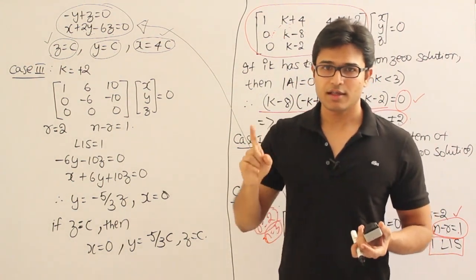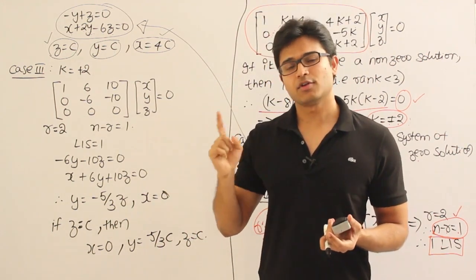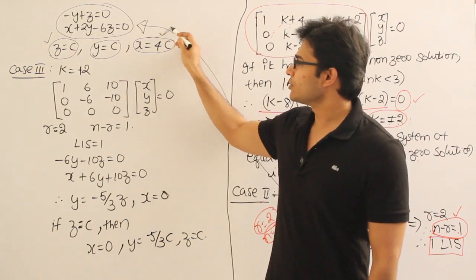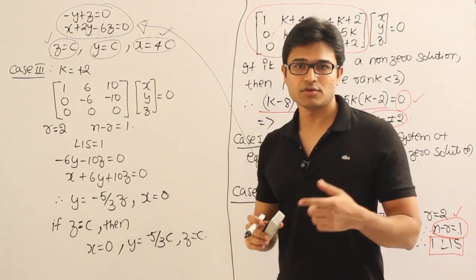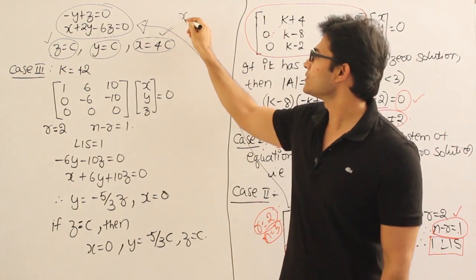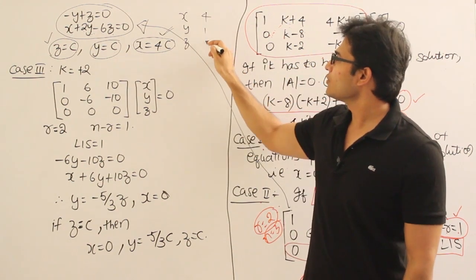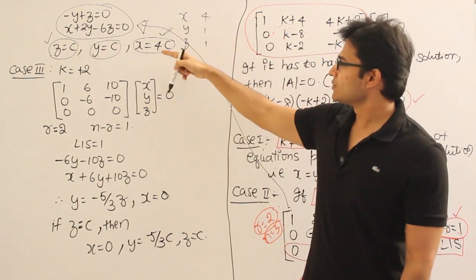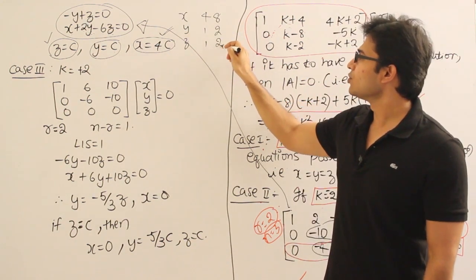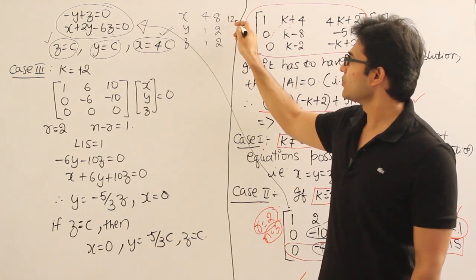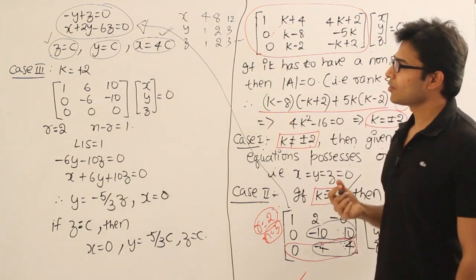So are you understanding it? When k is not equal to plus or minus 2, there is a unique solution 0. When k equal to minus 2, we got this generic solution. What does it mean? It means that we can form an infinite number of solutions. If you want to see what all the infinite solutions are, you can see it here. X, Y, Z. If you put c equal to 1, it is going to be 4, 1, 1. If you put c equal to 2, you are going to get 8, 2, 2. If you put c equal to 3, you are going to get 12, 3, 3, and so on. Right? So we got an infinite number of solutions.